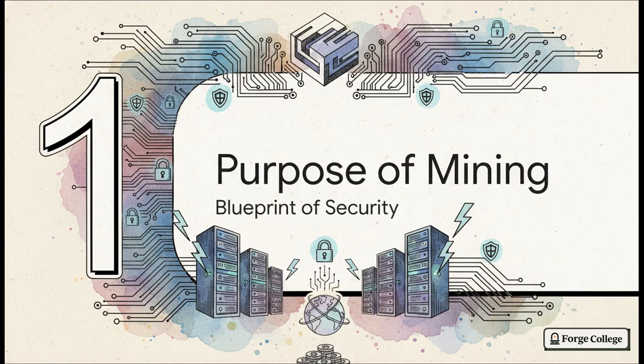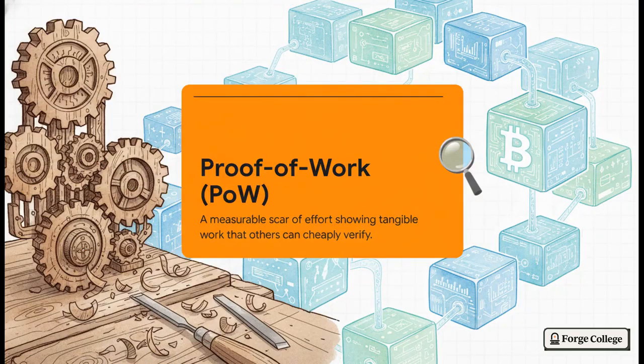Okay, jumping right into section 1, the purpose of mining or the blueprint of security. So why does the network even need this massive expenditure of energy just to process transactions? The answer absolutely lies in proof of work. Now, I want you to think of proof of work not as some crazy complex math, but as a verifiable scar of effort. It's kind of like, imagine carving an intricately detailed wooden sculpture, right? It takes hours of sweat, tears, and probably a few splinters. But anyone walking by can look at it for just 1 second and know undeniably that it took real work to make. In Bitcoin, this verifiable proof serves as the absolute single source of truth.